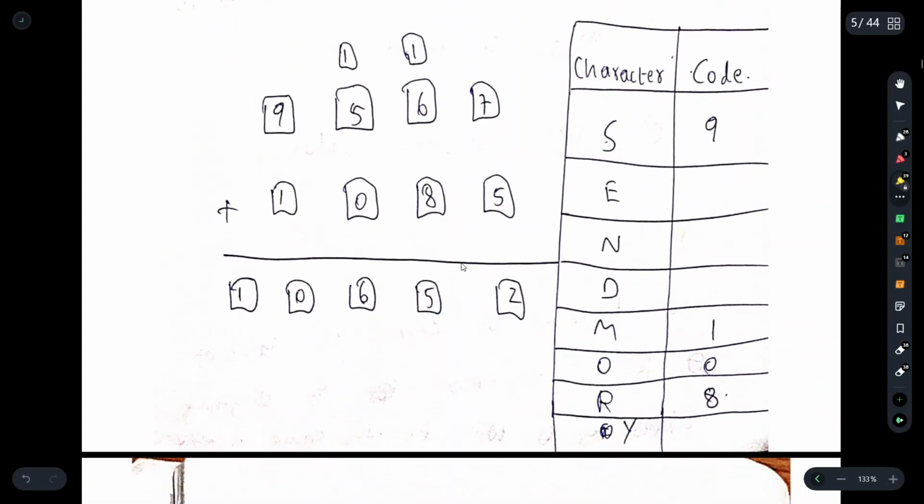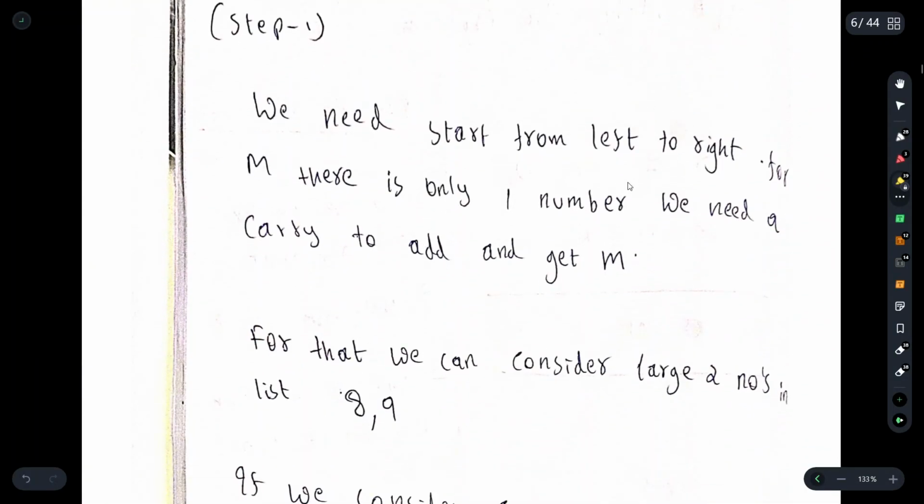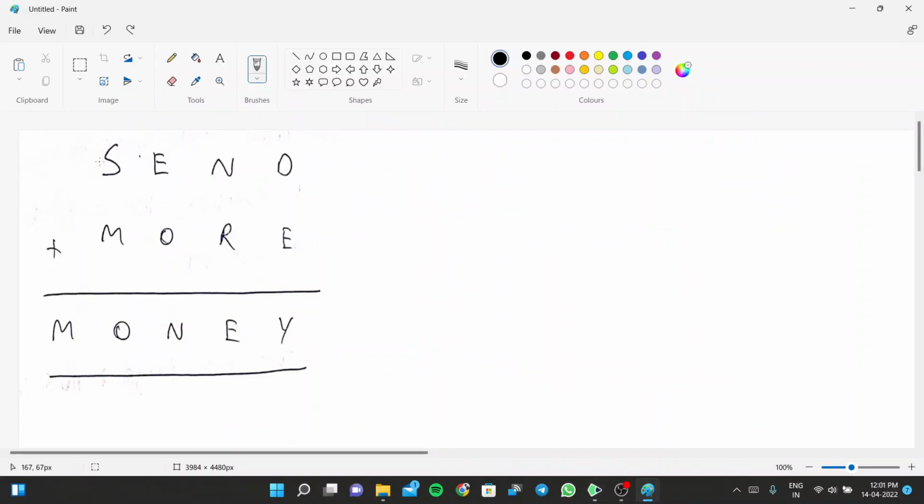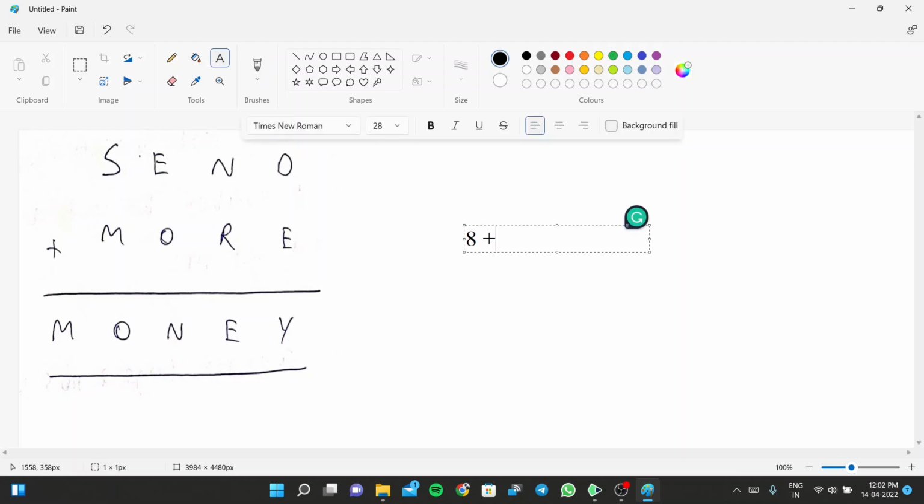I had written the notes very clearly. We need to start from left to right. From M there is only one number, so we need to carry and add to get it. The highest numbers from 0 to 9 are 8 and 9. If we add 8 and 9, we get 17, so here we will get the value as 1.